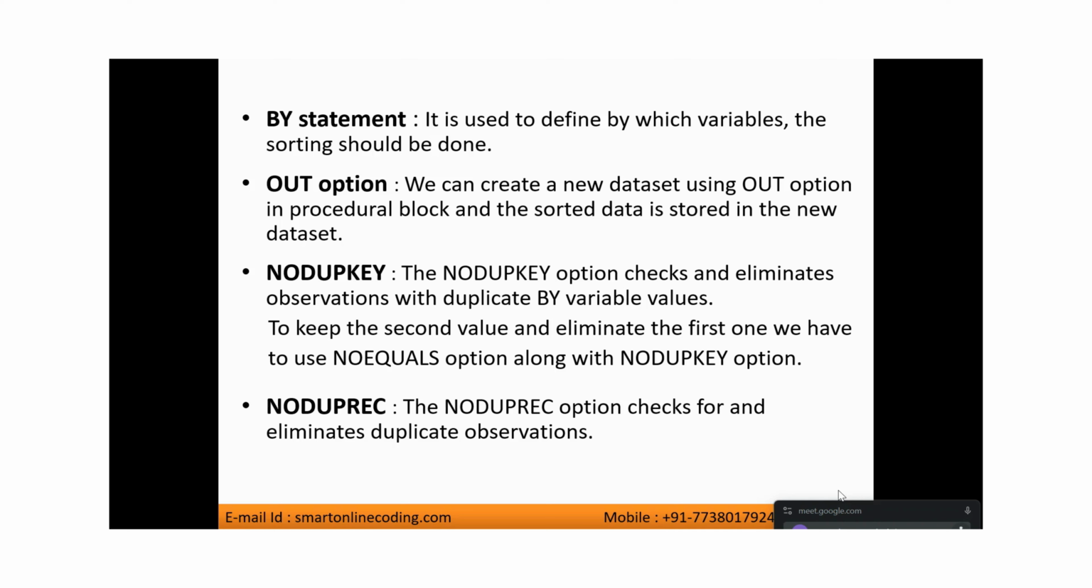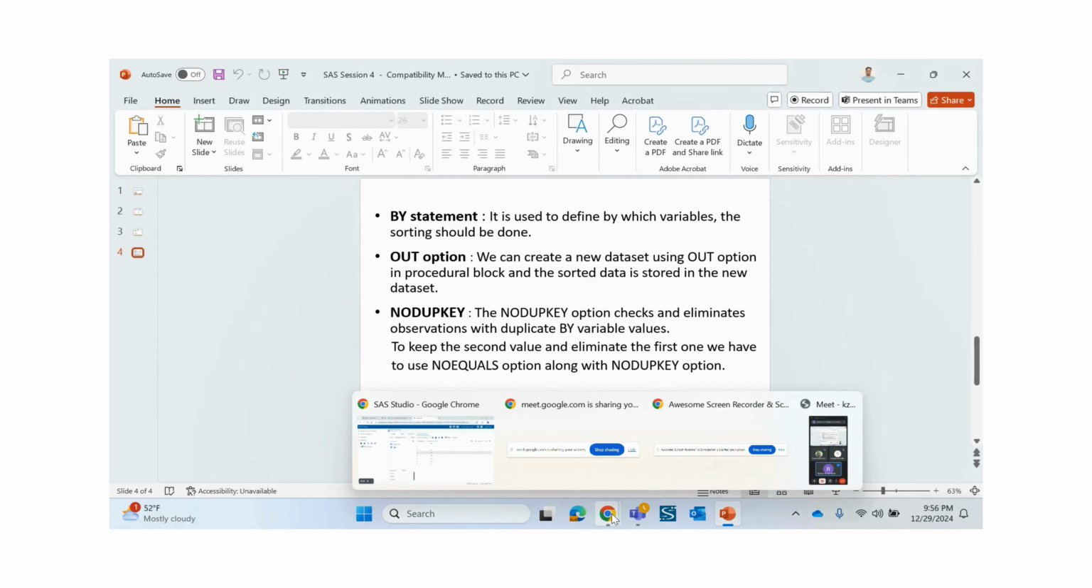We will just modify our input data to check this point further. To keep the second value and eliminate the first value, we have to use the NOEQUALS option along with NODUPKEY. Otherwise, it will keep the first value and remove the second value. To change the functionality, you have to use NOEQUALS along with NODUPKEY. And NODUPREC is another one. The NODUPREC option checks for and eliminates duplicate observations. Okay, let's apply and see.